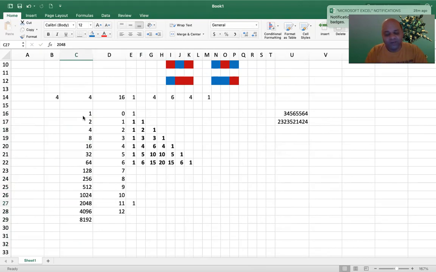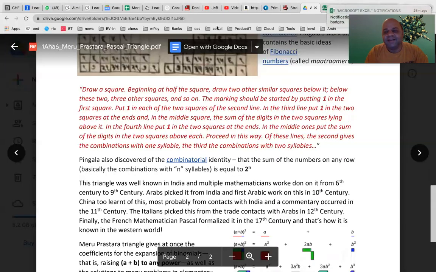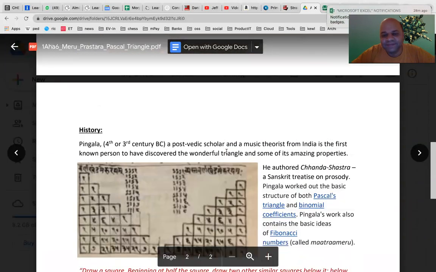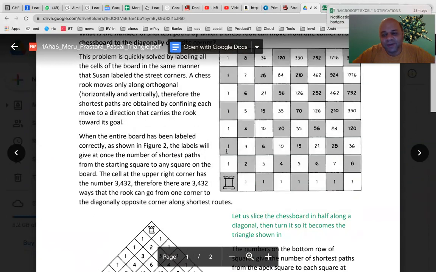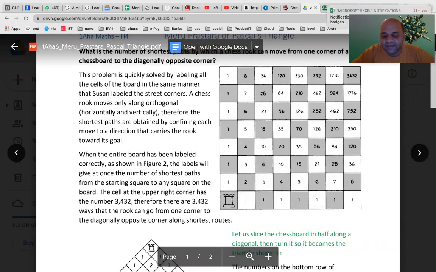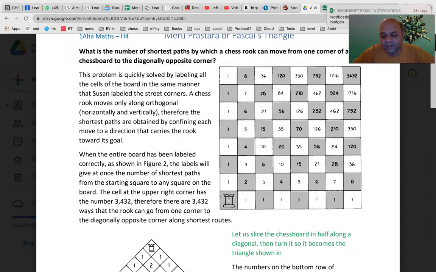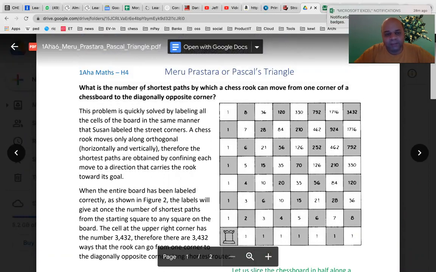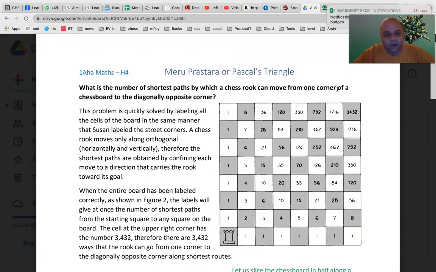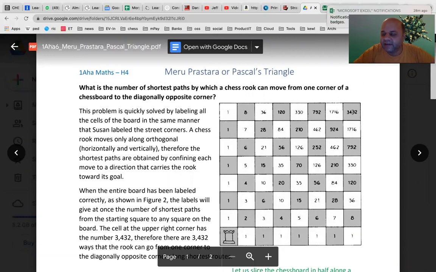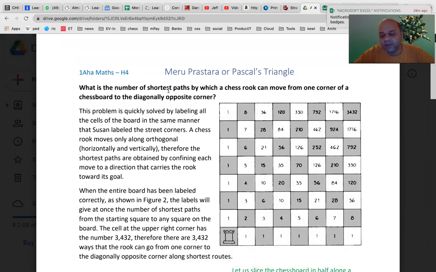Now there is one more way to get it, from our familiar chess class, and it all leads to the same thing. Imagine a rook on the a1 square. This is a1, the bottom left from the white perspective. Now, what are the shortest paths by which a chess rook can move from one corner of a chessboard to the diagonally opposite corner? It has to reach from a1 to h8. How many ways can it reach it? Shortest path means it doesn't go back or in the other direction. It always moves forward towards the destination.